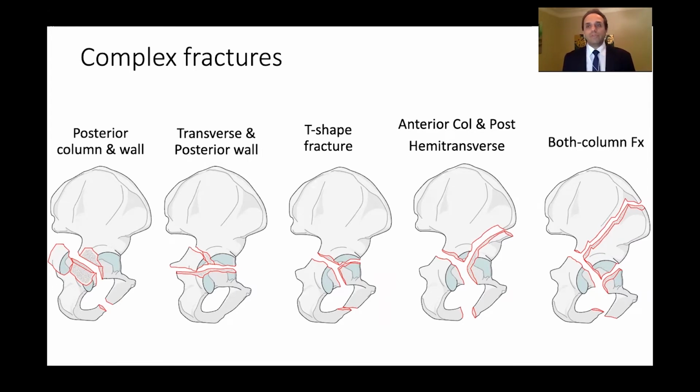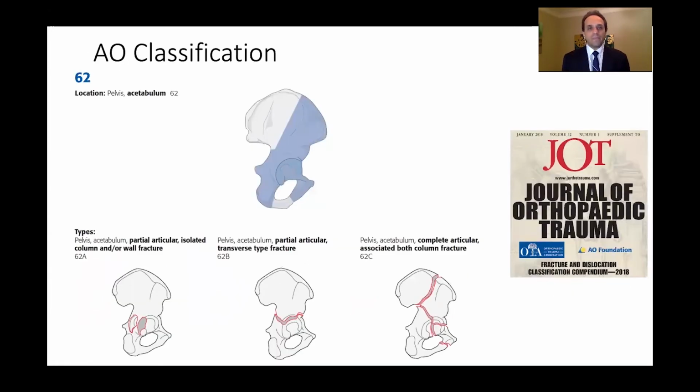Sometimes we get confused between the both column fractures and the 2 other types, this one and the T. But look at the articular surface. If the articular surface is not attached to the axial skeleton, then this is a both column fracture. If a small part even of the articular surface is still attached to the axial skeleton, then this is not a both column fracture, or not an associated column fracture. It is a T or an anterior column with posterior hemitransverse.